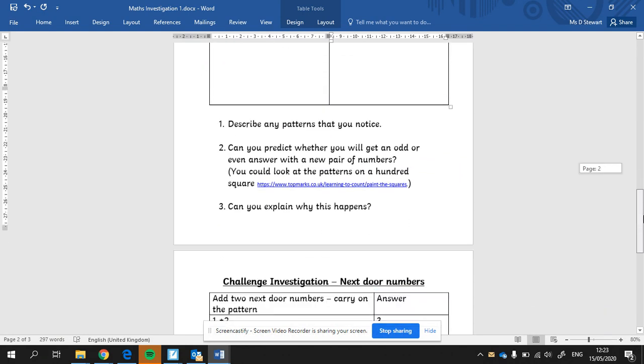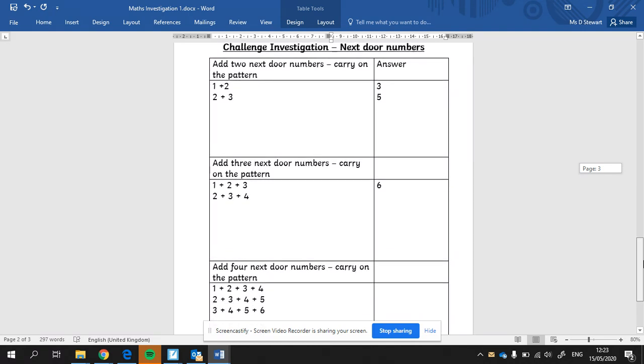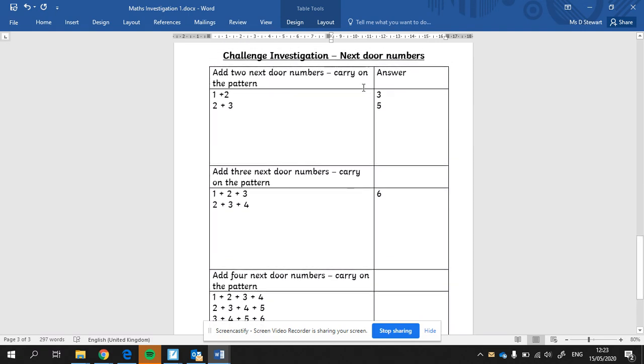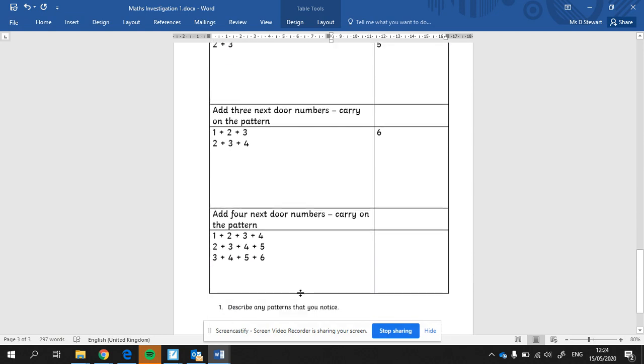And then this is the challenge one. So there's a more fancy word for this than next door numbers, consecutive numbers. They're numbers that are next to each other, like 1 and 2. They're going up in steps, 1, 2, 3, 4. What you're going to do is choose 1 and 2, 2 and 3, 3 and 4, 4 and 5, and go in order. And write your answers in here to look at a pattern. Then you're going to choose 1 plus 2 plus 3, then 2 plus 3 plus 4, 3 plus 4 plus 5, and see what pattern you get. And the same for 4 next door numbers.